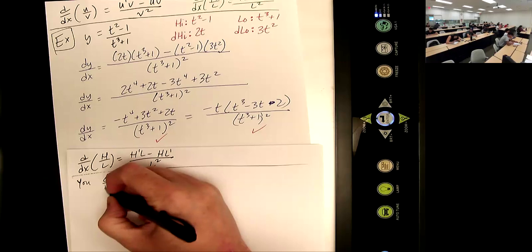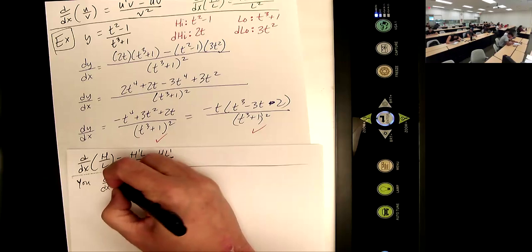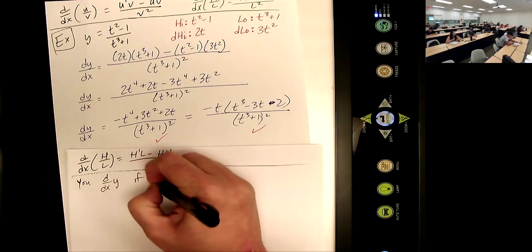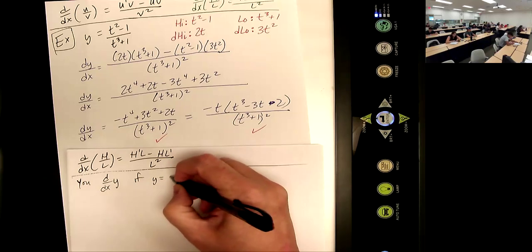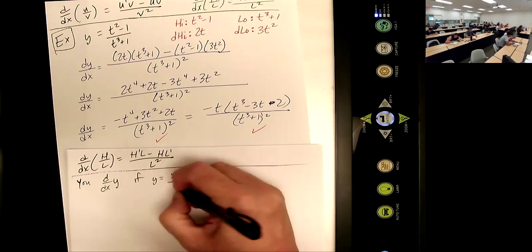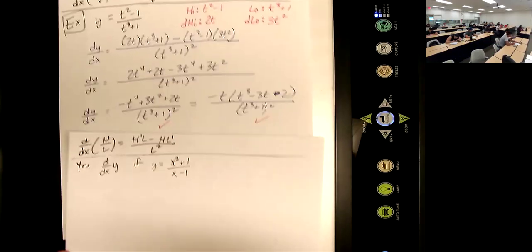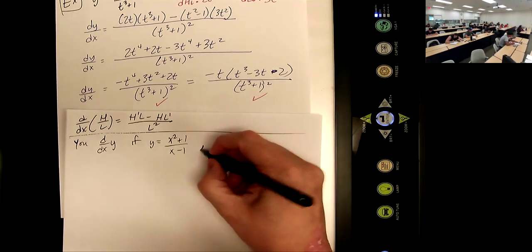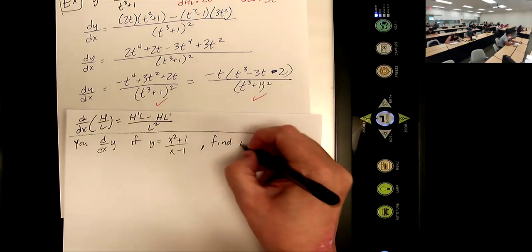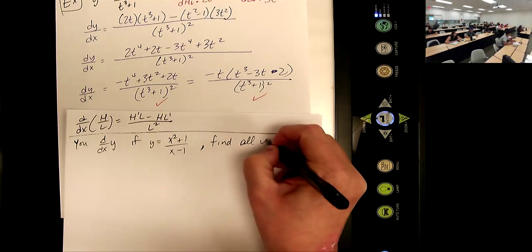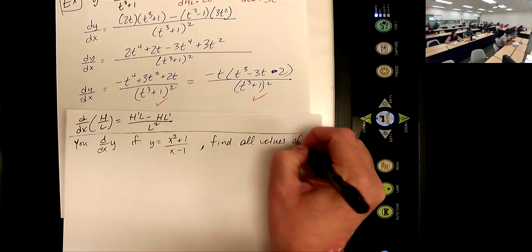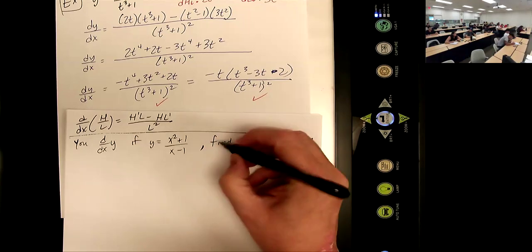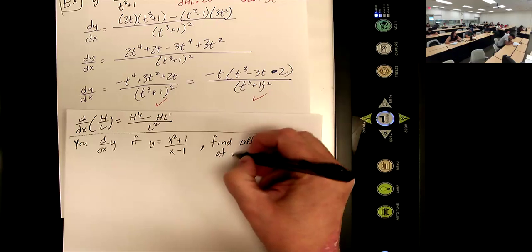Find the derivative of y, if y equals x squared plus 1 over x minus 1. And then as a bonus, find all values of x at which the tangent line is horizontal.